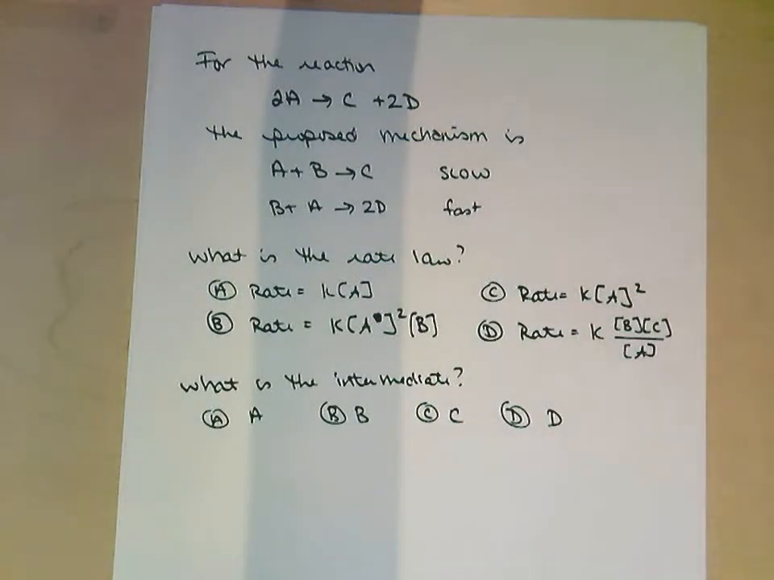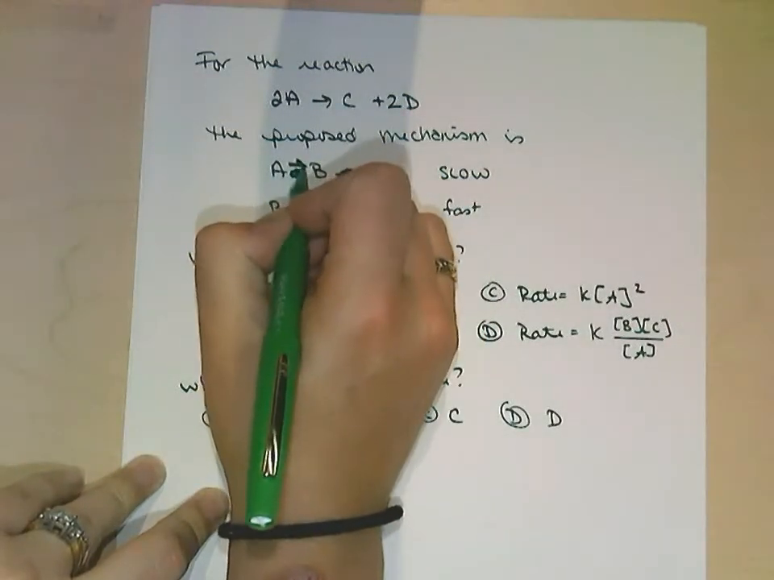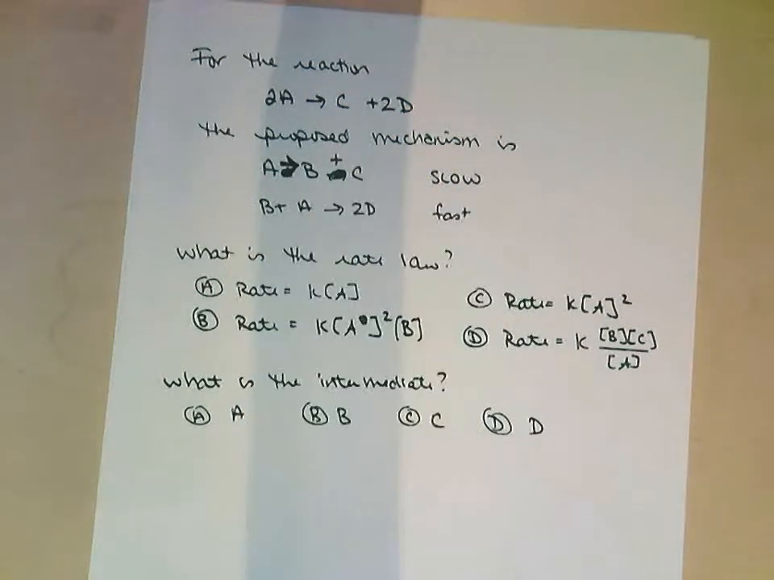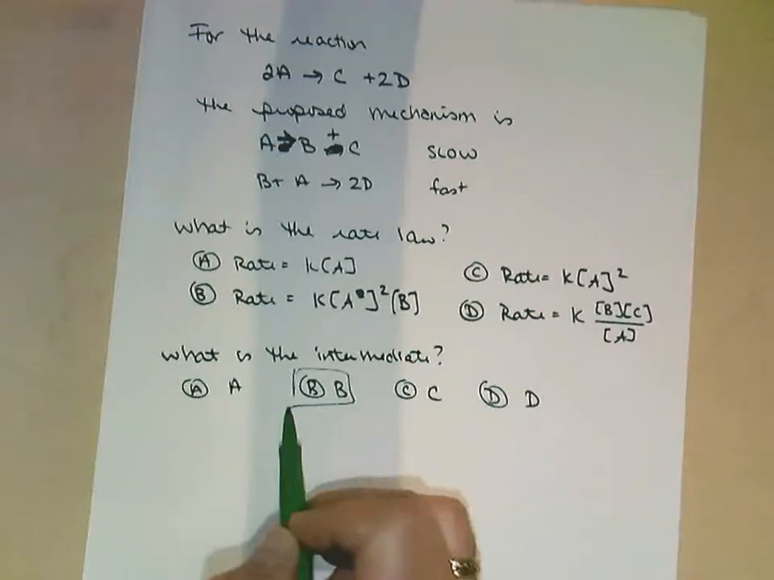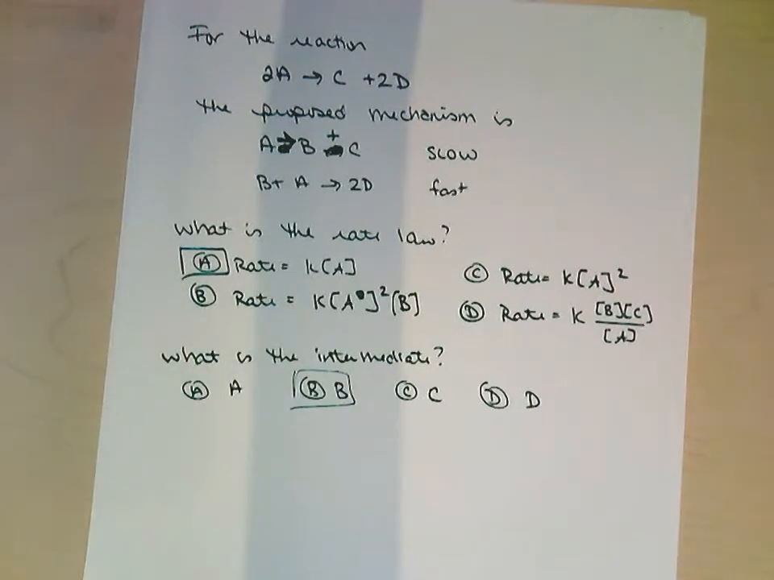Oh, I see what Elizabeth's saying. Sorry, I do have the arrow in the wrong spot. That should be there. Sorry, that makes more sense. Should be A arrow B plus C. There we go. Sorry, I was trying to write them quickly. All right, so B is the intermediate. And A is the rate law. All right, let's try another one.